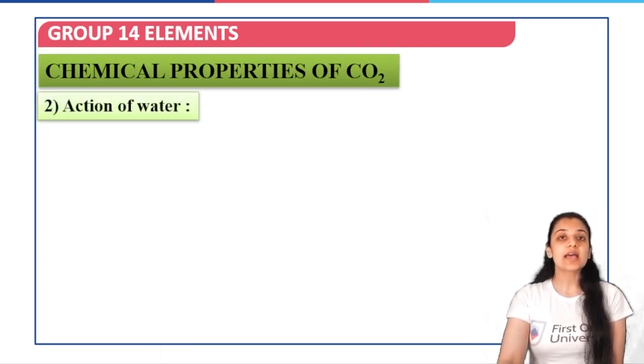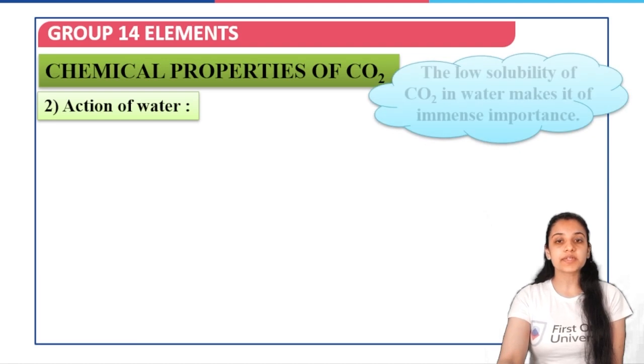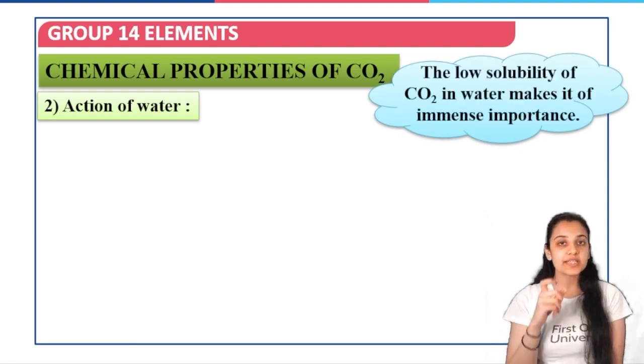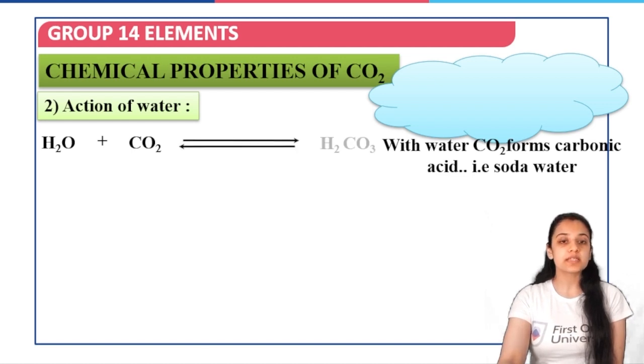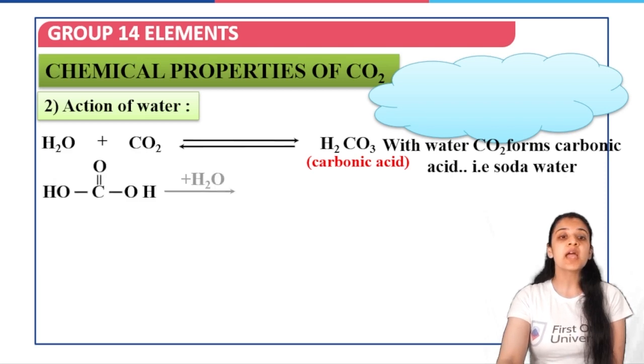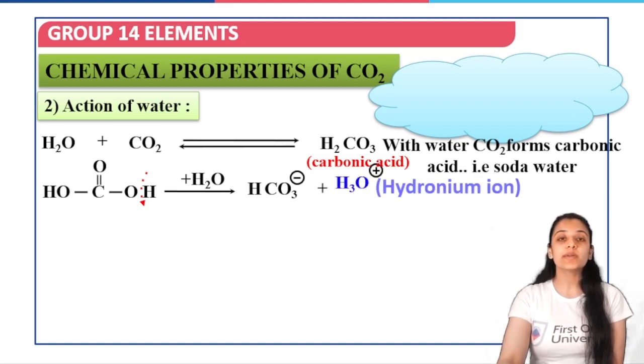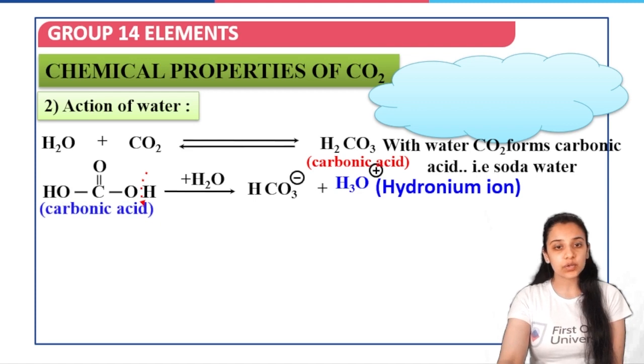Next chemical property is the action of water. What happens when carbon dioxide reacts with water? We have already seen that carbon dioxide has low solubility in water, which makes it of immense importance, because water with carbon dioxide forms carbonic acid, which is nothing but soda water. That is, H2O plus CO2, in a reversible reaction, forms carbonic acid, H2CO3. And H2CO3, when water is added to it, forms HCO3 minus ion, that is the bicarbonate ion, along with H3O plus, that is the hydronium ion.